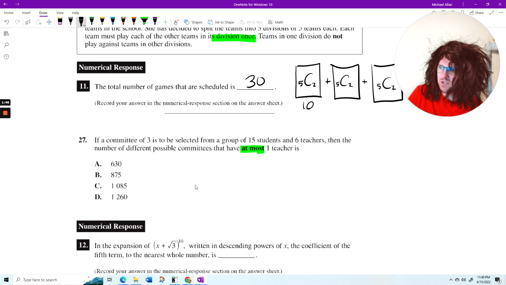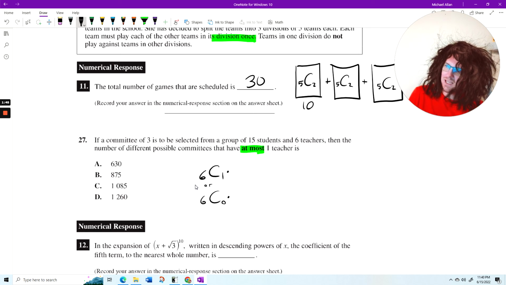So we have six teachers. And I want one, or I don't want any. I don't care about them, right? But I still need three people on my committee. So I have 15 students. I have to fill the rest of the committee out, right?